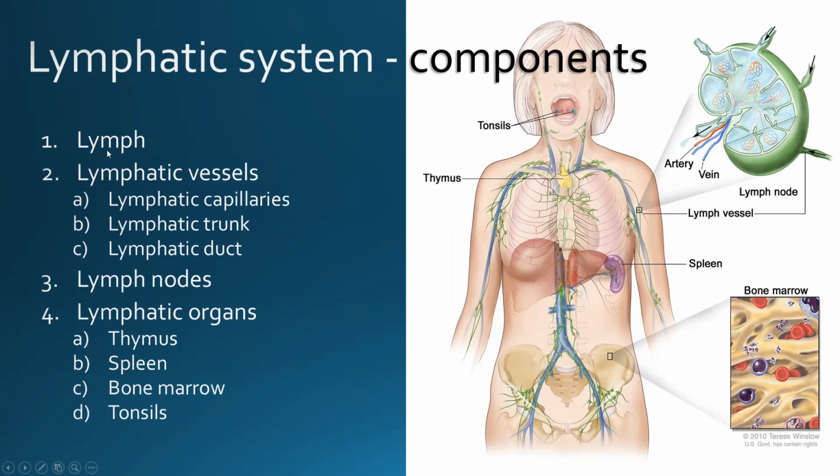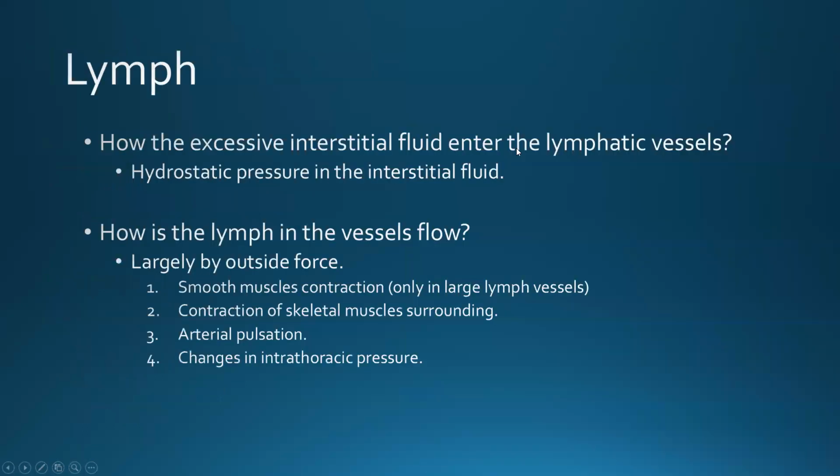Okay, lymph, I just explained just now. And then you have lymphatic vessels. Lymphatic vessel is this one. The vessels include the capillaries, the trunk, and the duct. And then you have the lymphatic nodes and other lymphatic organs: the thymus, the spleen, the bone marrow, and also the tonsil. These are all the components of the lymphatic system you have to know.